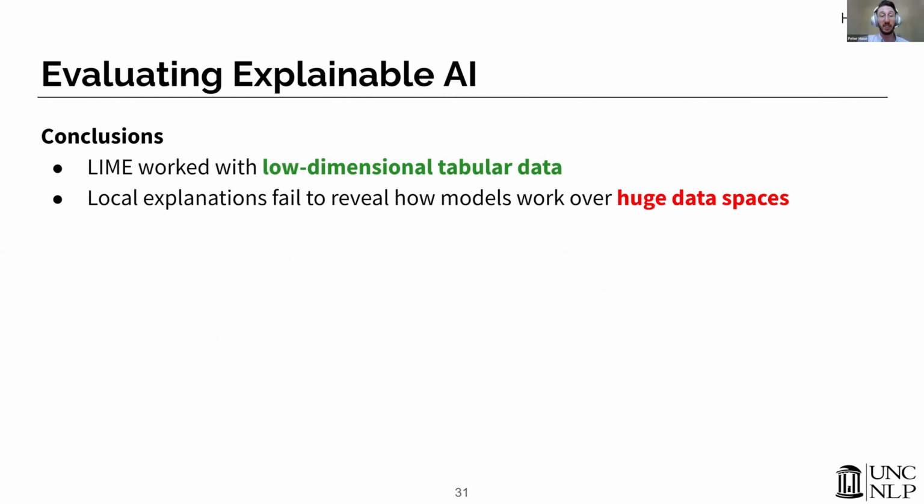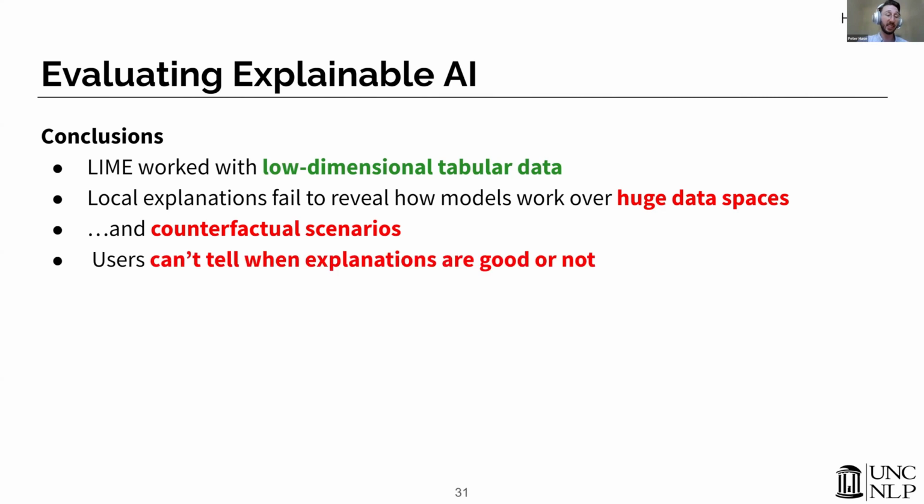Besides that, local explanations did seem to fail to reveal how models work over huge data spaces. This also includes counterfactual scenarios where we are pairing up the data and just tweaking the scenario a little bit, and it still seems like the explanations weren't helpful. And lastly, according to the subjective evaluation too, it seems like users can't confidently tell when the explanations are good or not in practice.